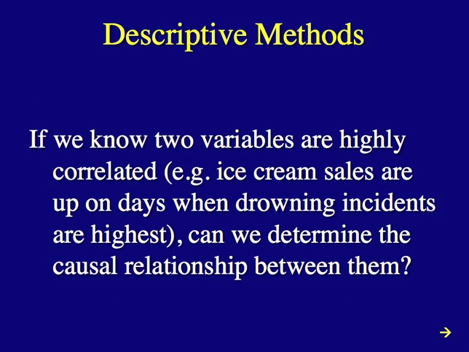So descriptive methods do give us information about correlation, but as you all know from other classes you've taken, we cannot say that when two variables are correlated, they are necessarily one causing the other. So what's an example of that? Ice cream sales are up on days when drowning incidents are highest. So, oh my gosh, that means that ice cream makes people drown. Cause and effect. Well, maybe not.